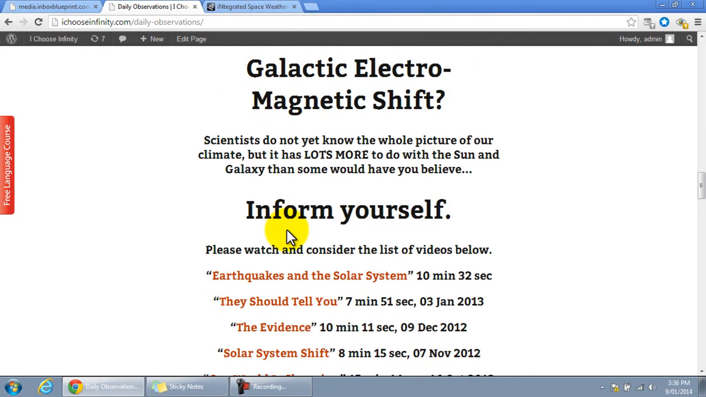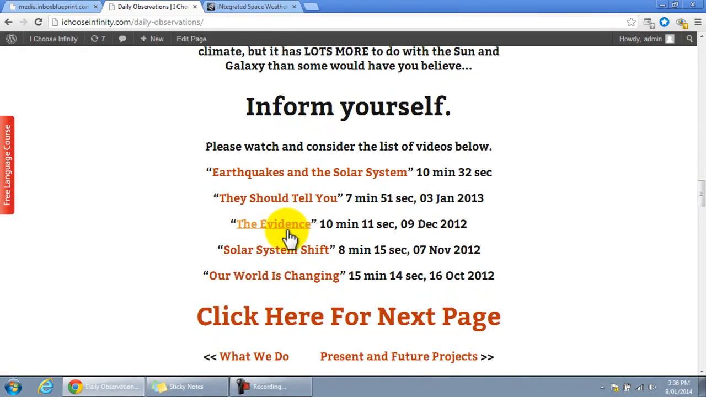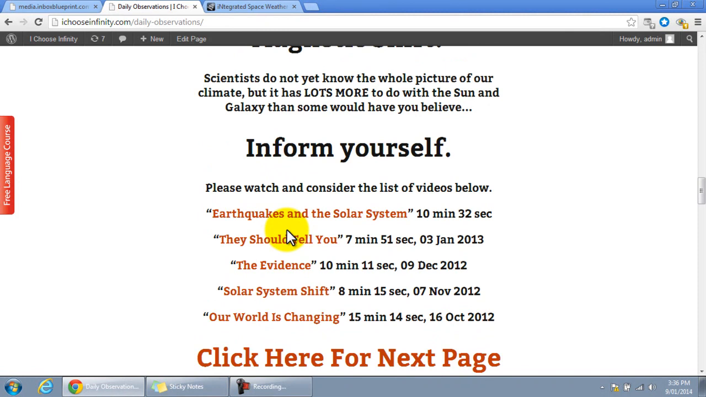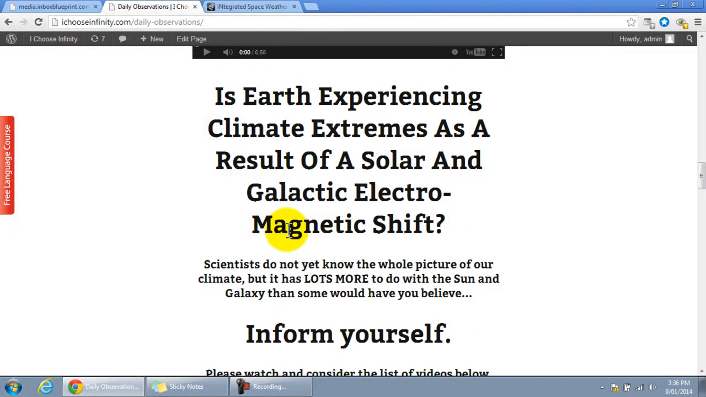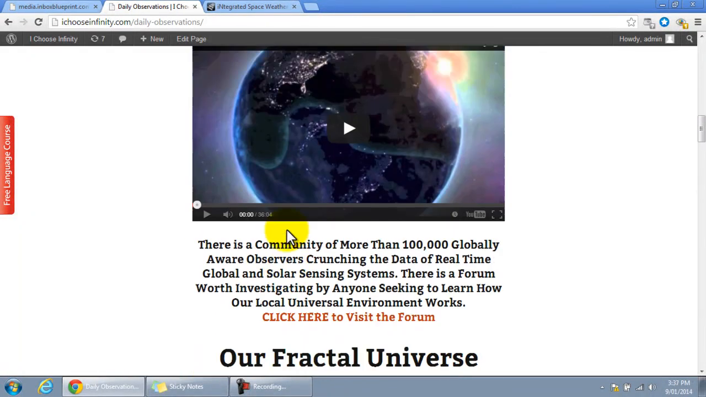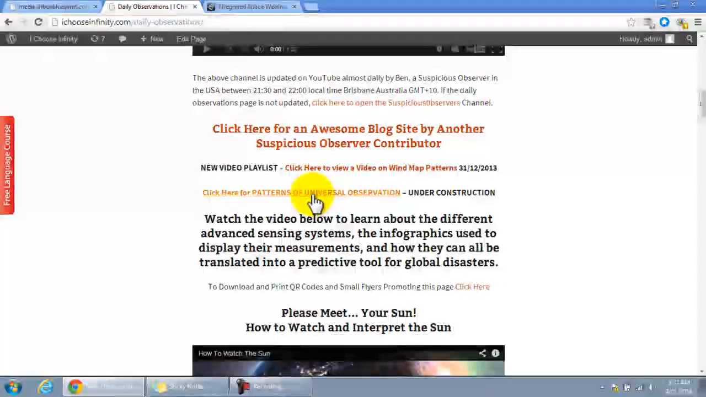And it looks to me, from all of the data I've been looking at over 4 years, that climate change is actually, well, partly pollution and human induced, but the majority of it is solar and galactic electromagnetic shift. And we're able to observe what's actually happening now to prove the story along as we go.